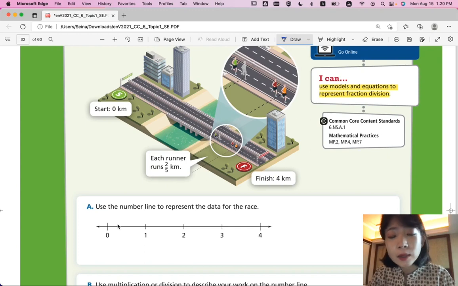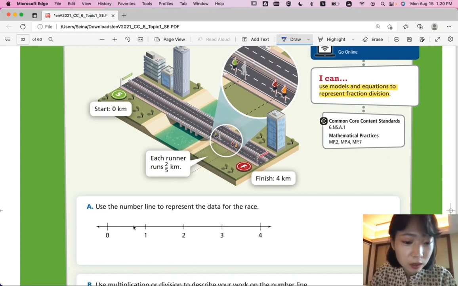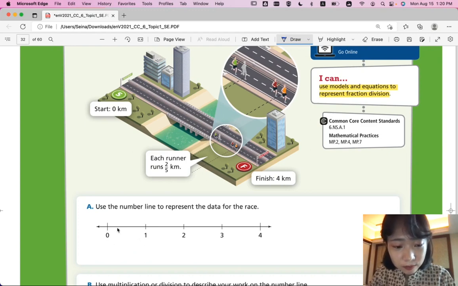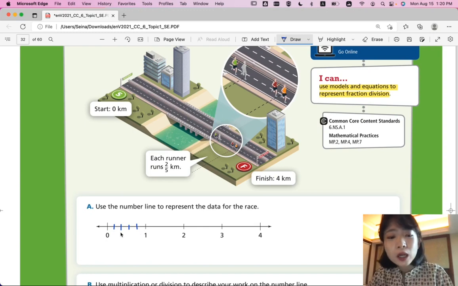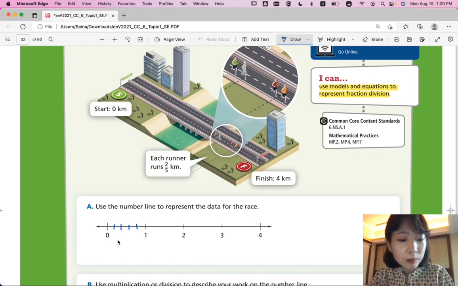Let's draw how much each person runs. So we're going to divide this bar 0 to 1 into 5 parts. 1, 2, 3, 4. Wait, 1, 2, 3, 4, 5. Yeah, that gives you 5 parts. And each runner will run 2/5 of that. So this is one person running.